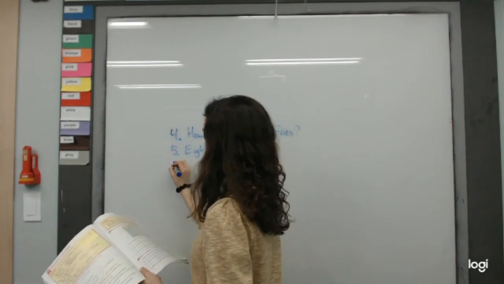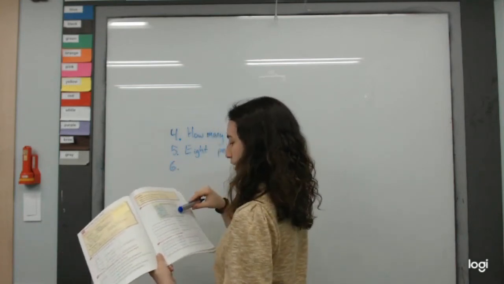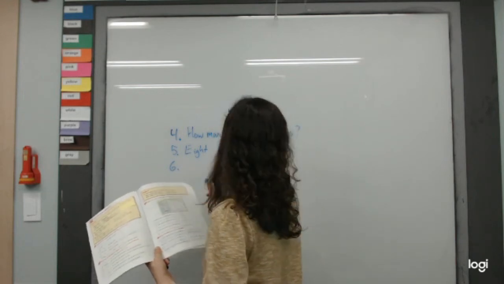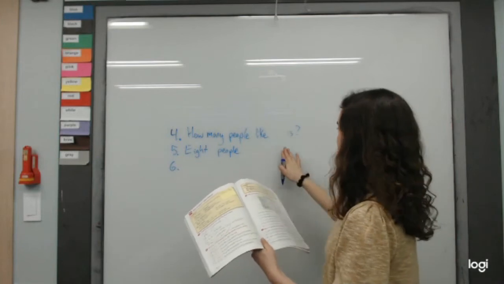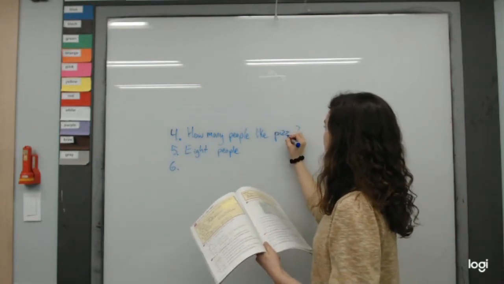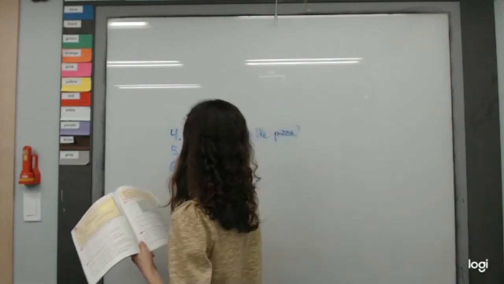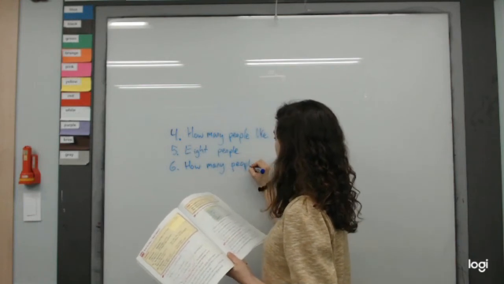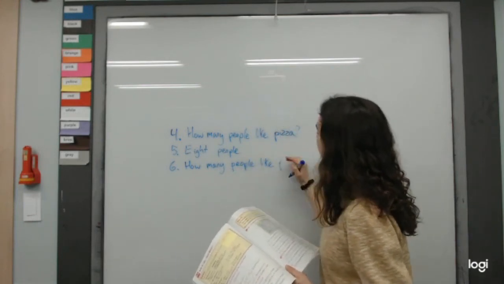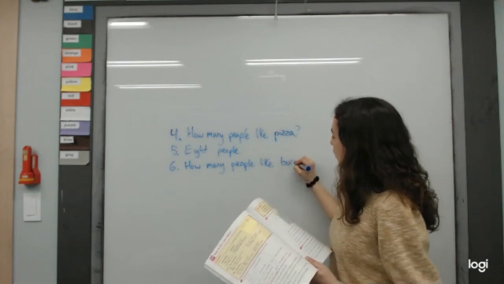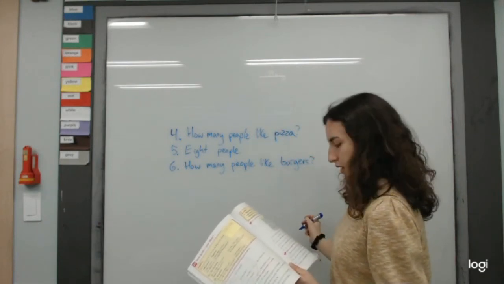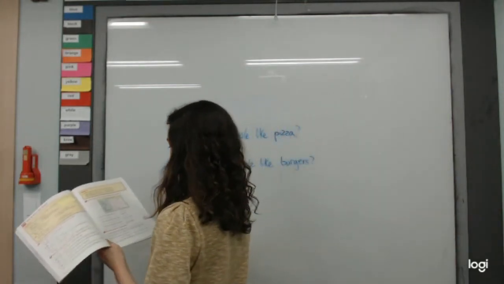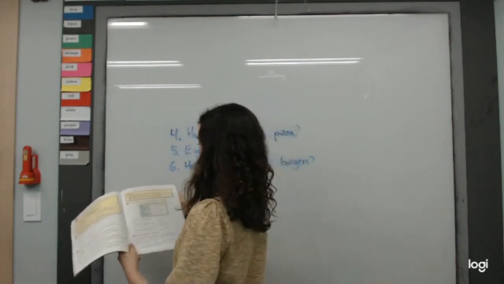Number 6. 11 people. So we can think how many people. Oh, this is actually how many people like pizza. Sorry. And this one is how many people like burgers. Okay, the next part we have to write the answers of the question. So the first one, how many clowns can you see? I can see 10 clowns.